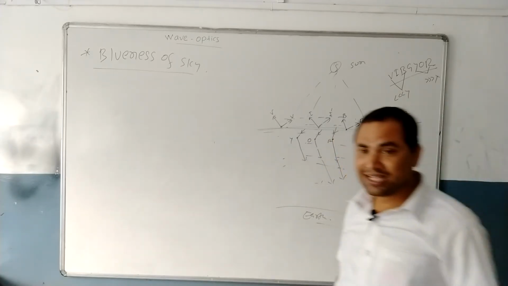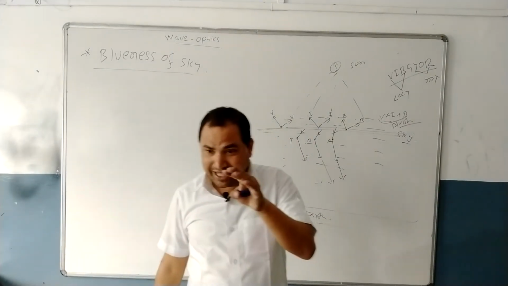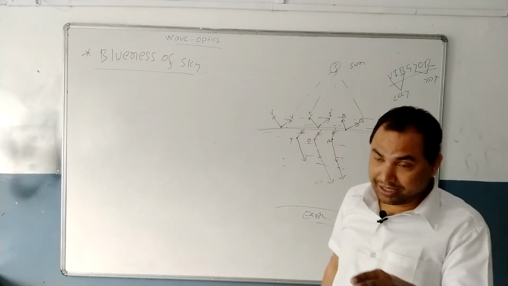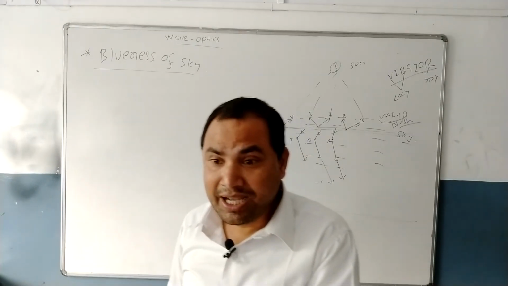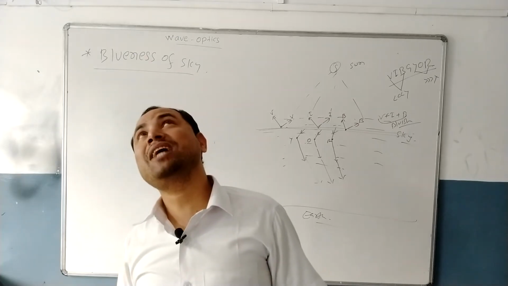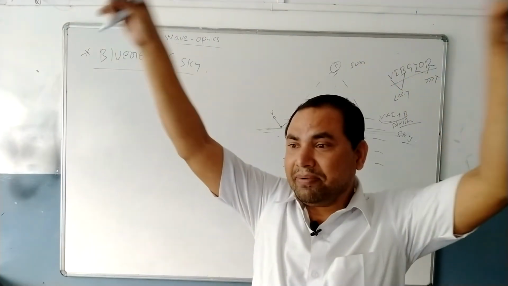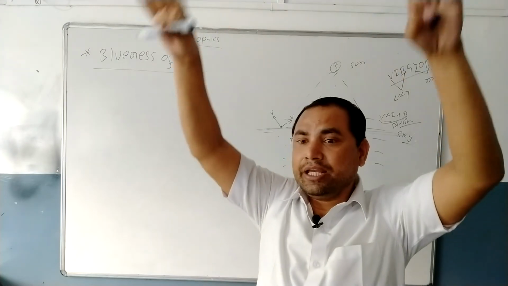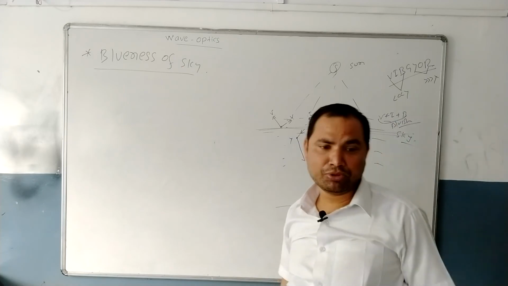Because when the sunlight passes through our atmosphere, the light which has a very small wavelength is scattered by the atmospheric particles and doesn't reach the earth. So when we see our sky, we see the scattered wavelengths of light. So what light has scattered? Violet, indigo and blue. That is called bluish. This is the reason our sky looks bluish.